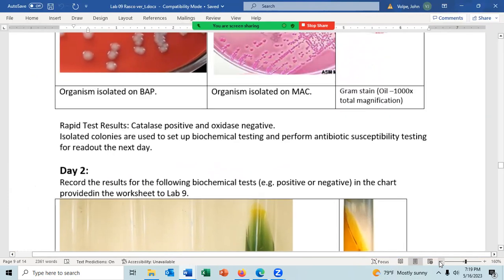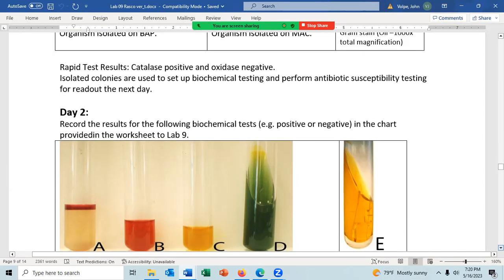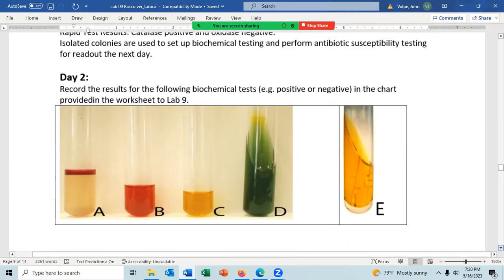All right, the rapid tests were run. They did the catalase test. It was catalase positive. It was oxidase negative. And then they isolated colonies and set up tests.